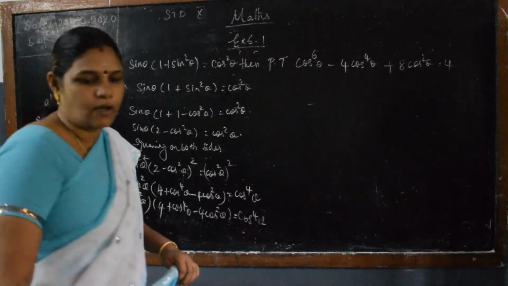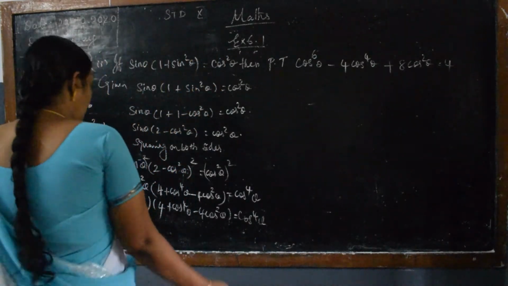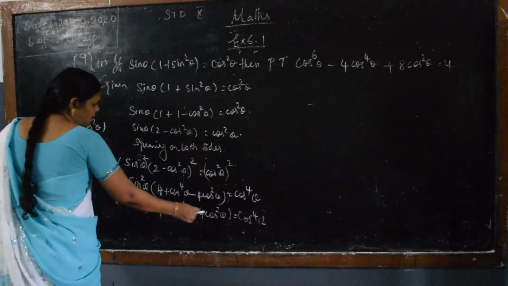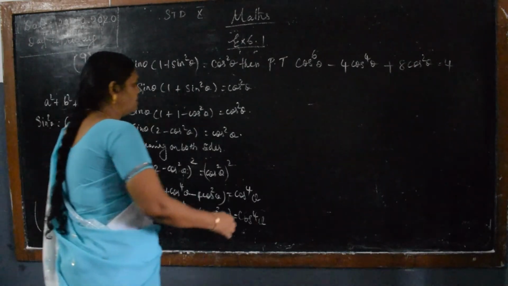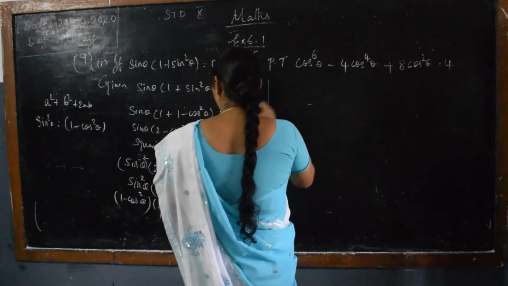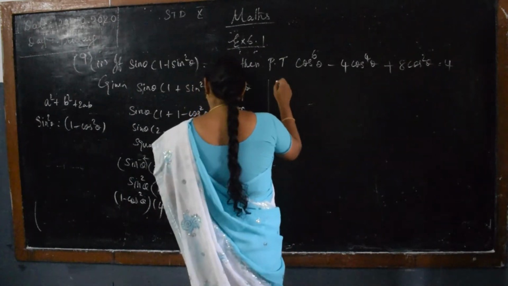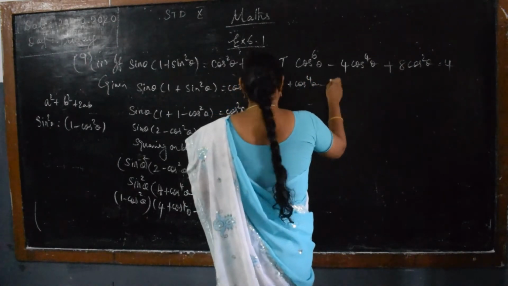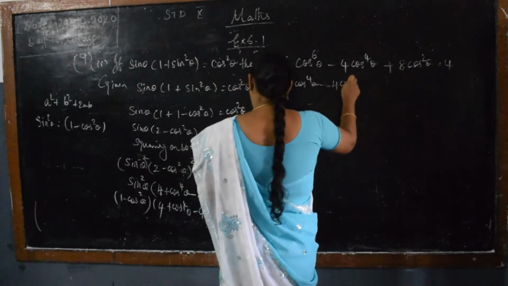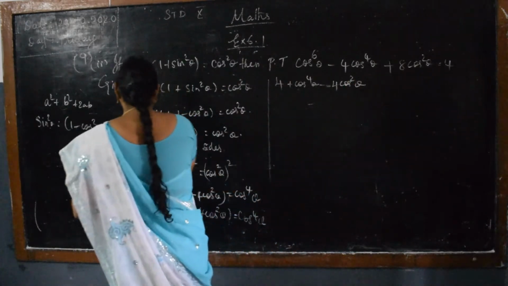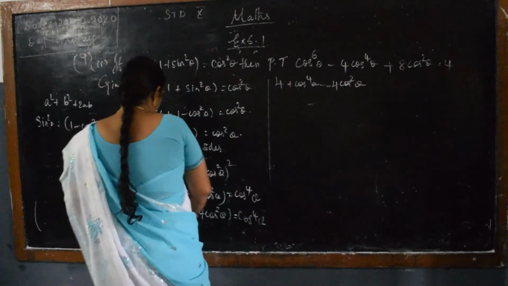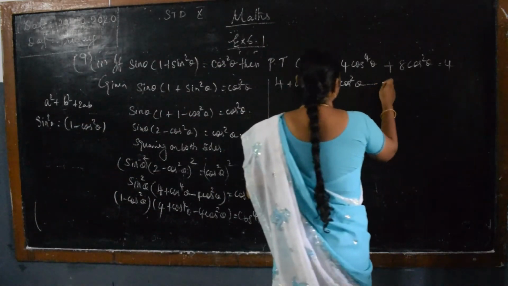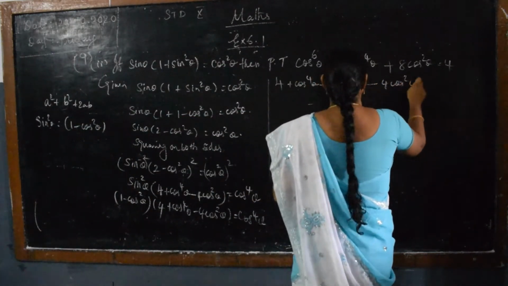Now I am going to multiply everything with this 1 minus cos square theta. First I am going to multiply this term by 1. When I am multiplying with 1, I will get the same thing only, isn't it? So 4 plus cos power 4 theta minus 4 cos square theta. Now I am going to multiply this by minus cos square theta. So minus cos square theta into 4 minus 4 cos square theta.